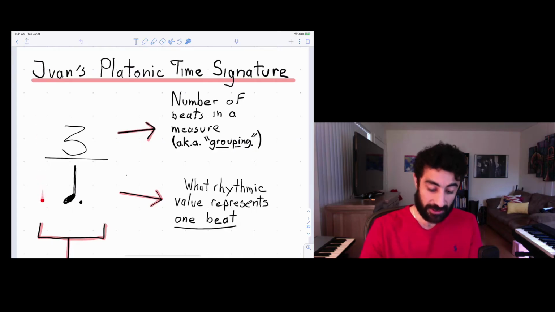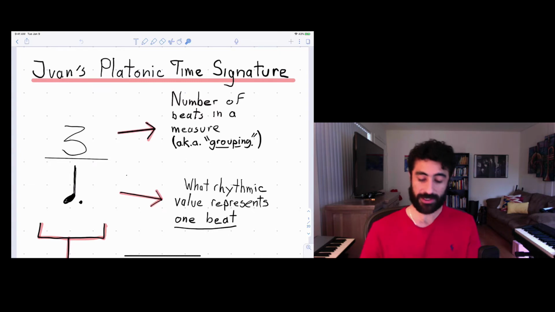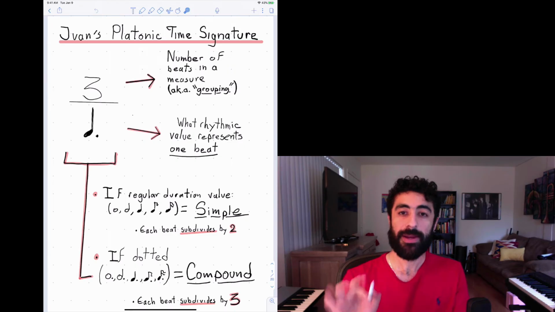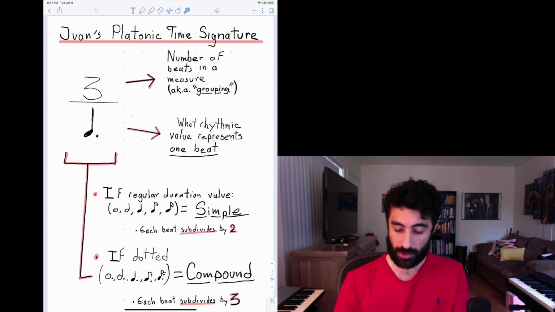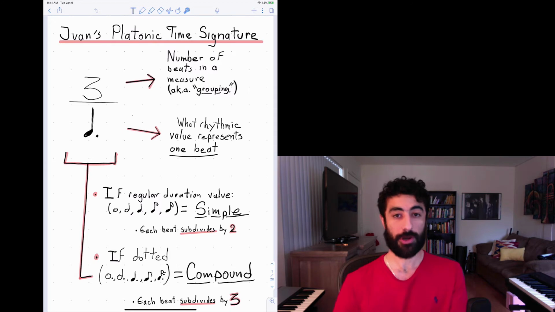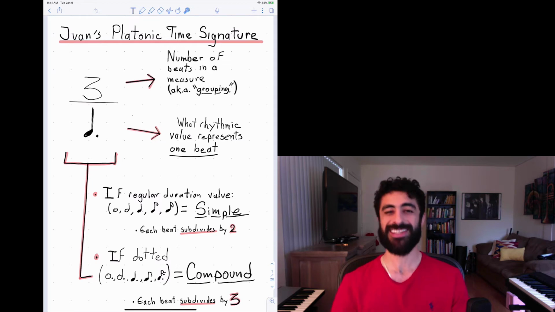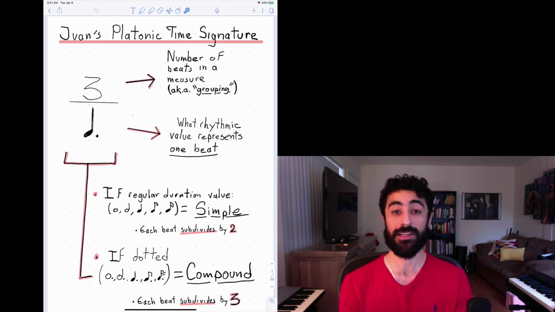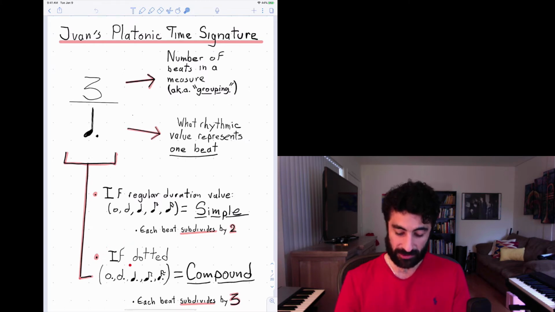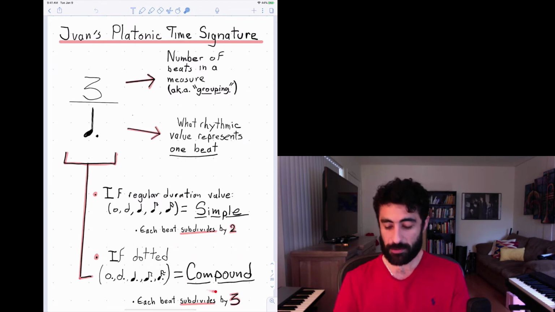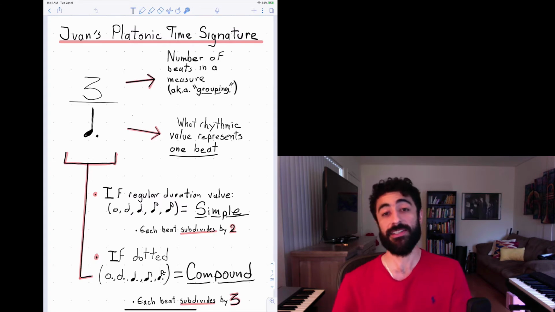If you see a time signature like this one, you can know all those things. By knowing the top number, you can know the number of beats in a measure, also known as the grouping. By knowing the bottom number, you know which rhythmic value represents one beat, so you get the beat. And by examining closely the bottom number, you get to know whether the subdivision is simple or compound. If the bottom number is a regular duration value, so any of these, it's simple because that's a duration that subdivides easily by 2. If the duration value is dotted, so any of these, you know that is compound because dotted durations subdivide easily into 3.